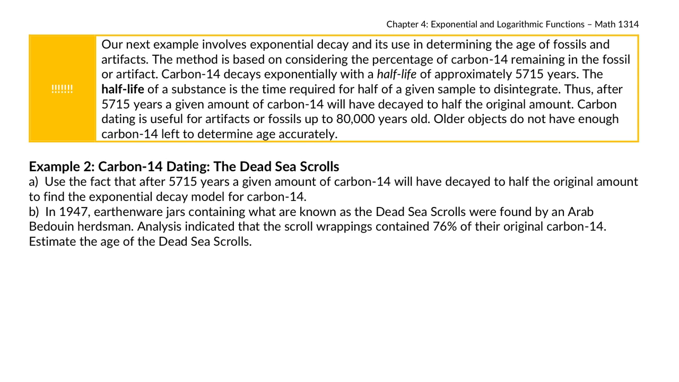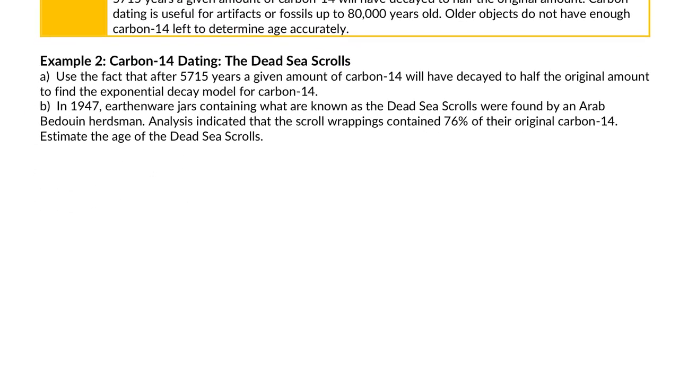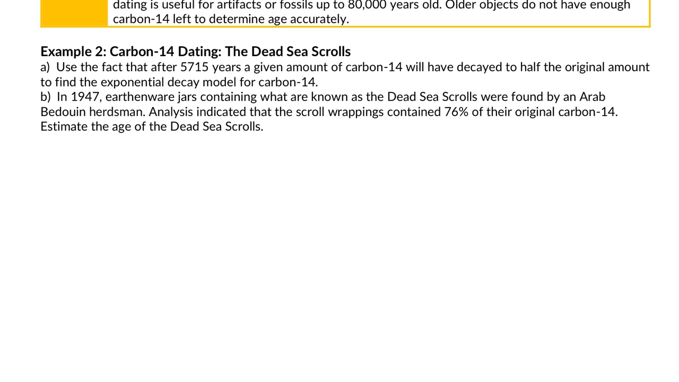Thus, after 5,715 years, a given amount of carbon-14 will have decayed to half of the original amount. Carbon dating is useful for artifacts or fossils up to 80,000 years old. Other objects do not have enough carbon-14 left to determine age accurately, but this is how we determine like straight up how old some stuff is, which is pretty cool. And you will have a lot of carbon dating examples to make sure we've nailed down. I'm going to tell you that right now.